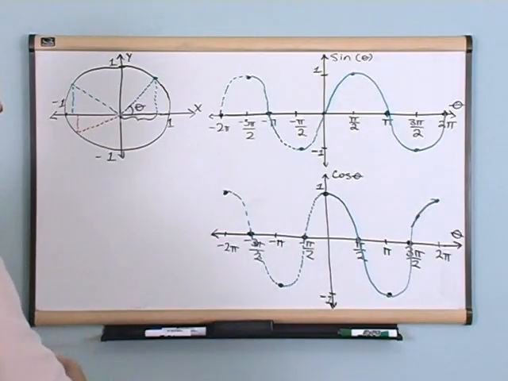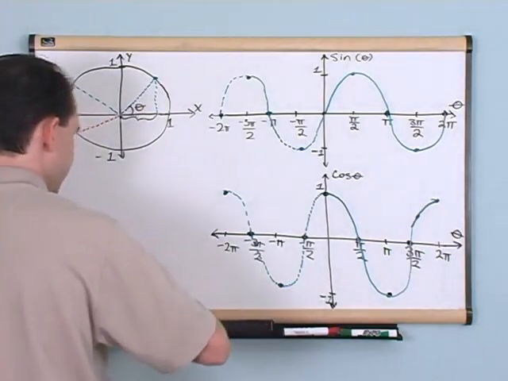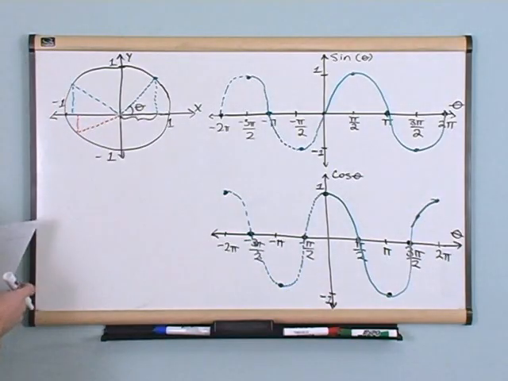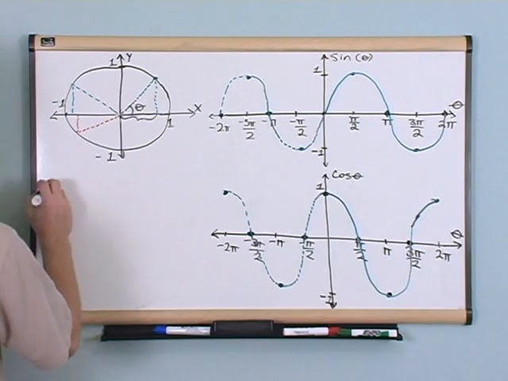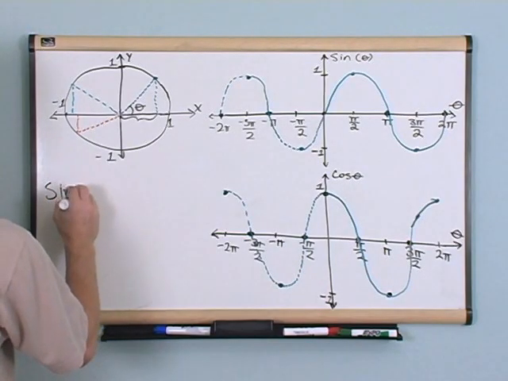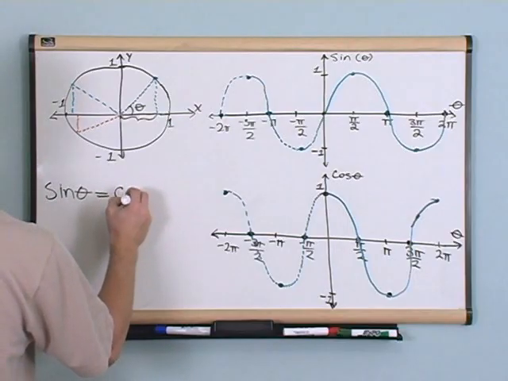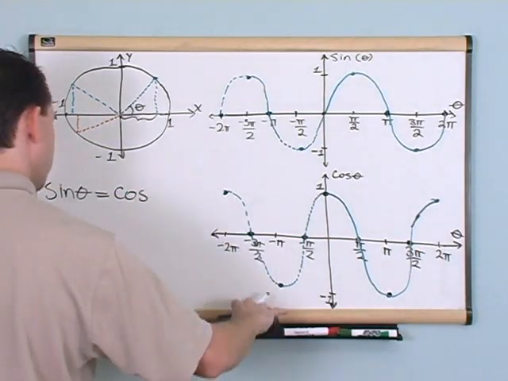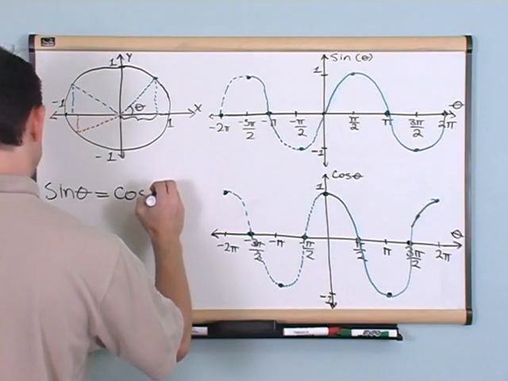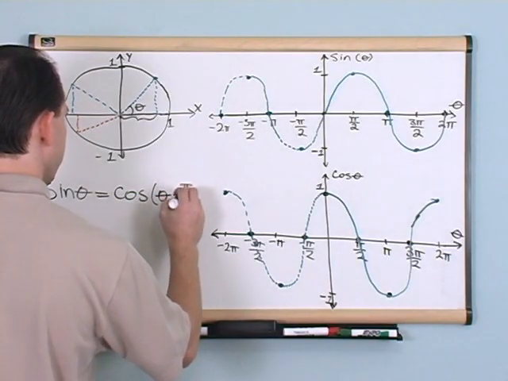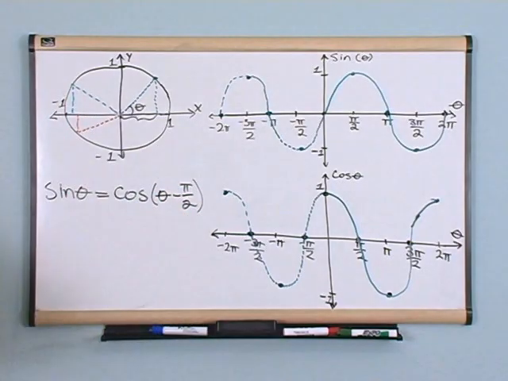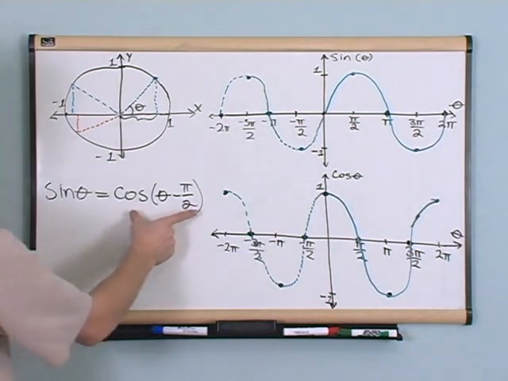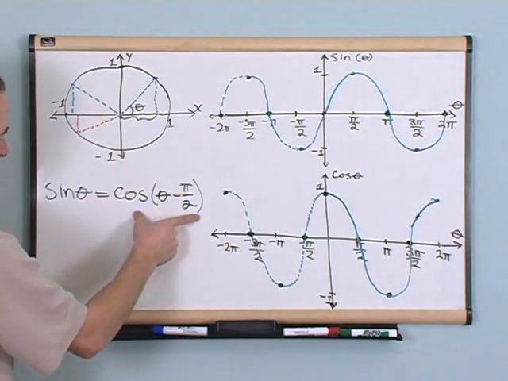So the sine and the cosine function are related to each other, and to kind of show you how they're related, I'll just write one little thing on the board. Sine of theta is equal to cosine of theta minus pi over 2. I'm just writing this on the board to show you how you write a shift down. This is called kind of a shift formula.